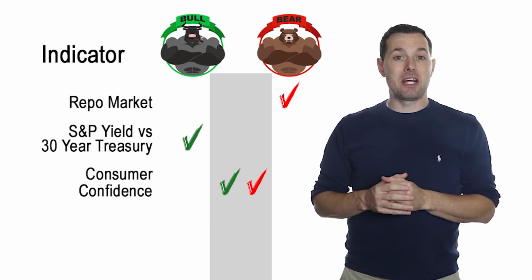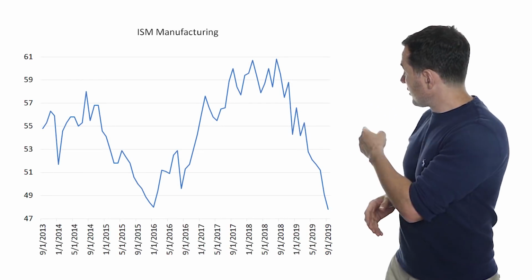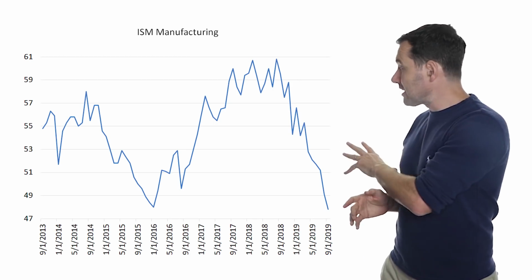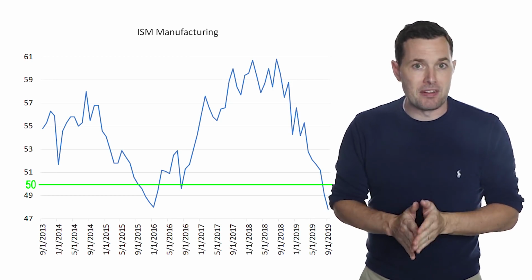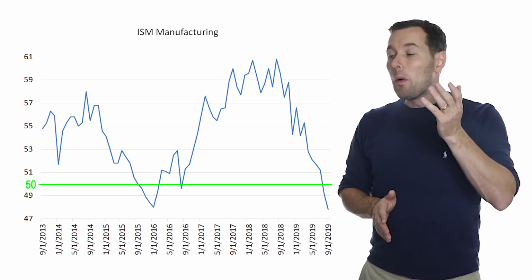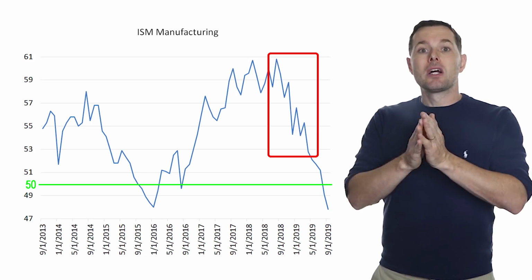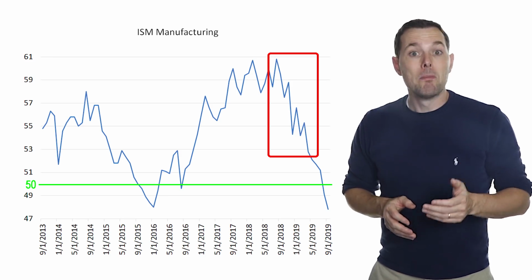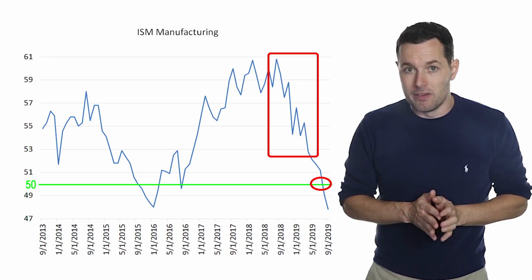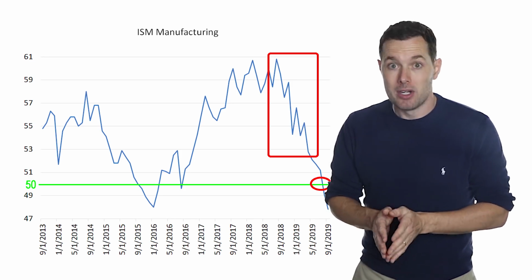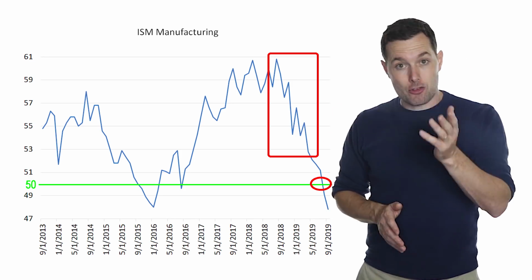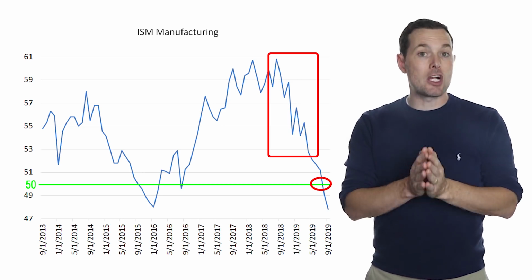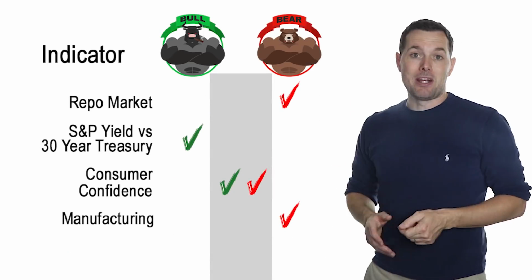Okay, so what new economic data do we have? Let's look at manufacturing. As we can see, manufacturing has really been crushed recently. And the way this indicator works is it all revolves around 50. 50 is the key level. So when the indicator started falling right here, there was still growth in manufacturing, but that growth was declining. But once it dropped below the 50 level, now we're talking about negative growth. As we can see, it's dropped below it and it still seems to be declining. So clearly this is a negative sign for the economy, and therefore a point for the bears.